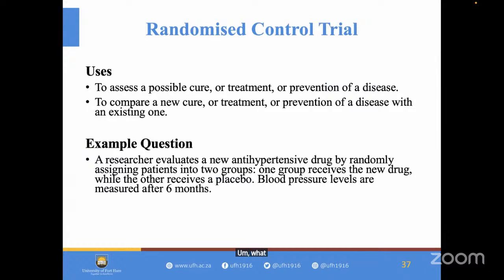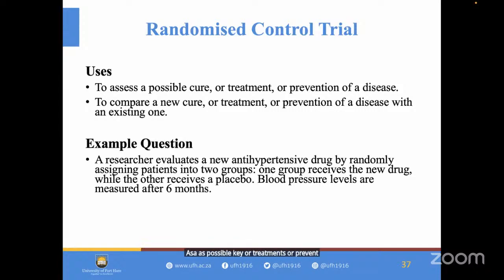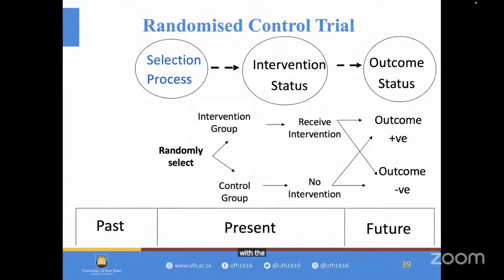What do we use randomized control trial for? We use it to assess possible cure or treatment or prevent any form of disease. And we also use it to compare new cure or treatment or prevention of a disease with an existing one. So with randomized control trial, just like I've done with the other one, everything is happening in the present, and then you assign intervention, and then you wait and see what the outcome looks like in the future.